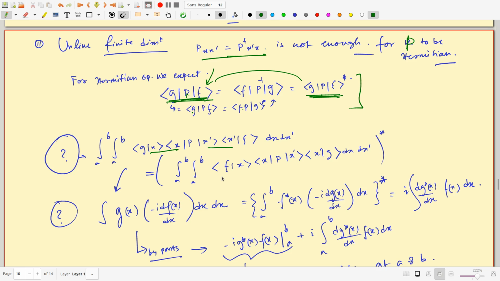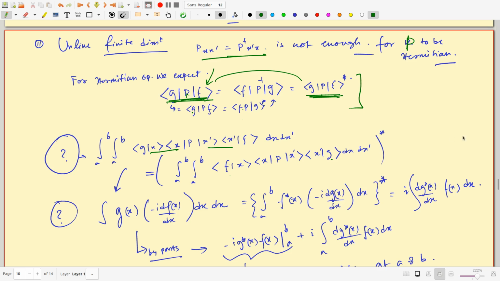So what I want is that there is no problem. So this thing is basically f, p, g and star of that. I want this to be equal to that. So that means I can rewrite this, f, x, p, x and x dagger, g in this form. Now since p and p dagger are the same thing, there is no problem, because I can just write both as p. So I want this to happen.